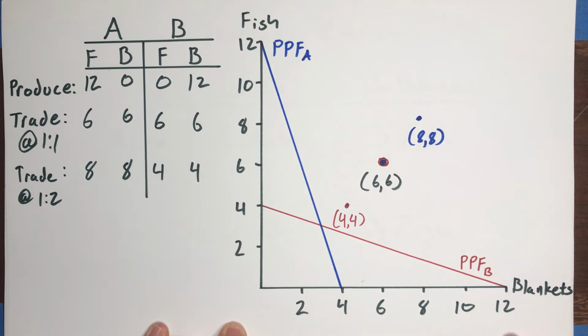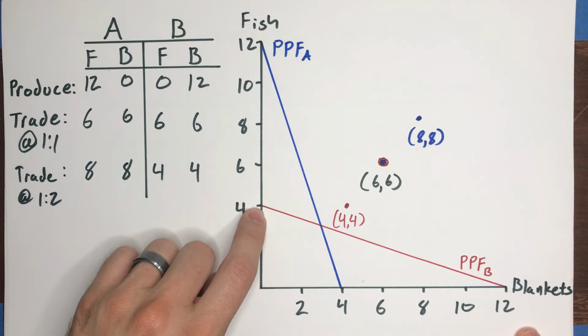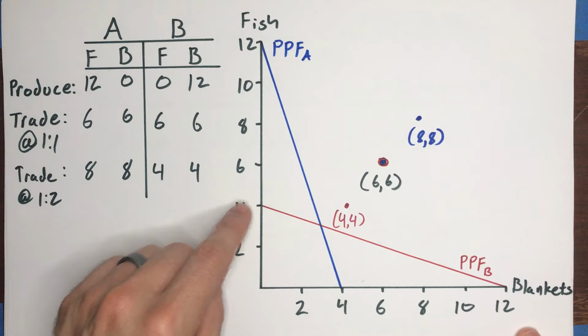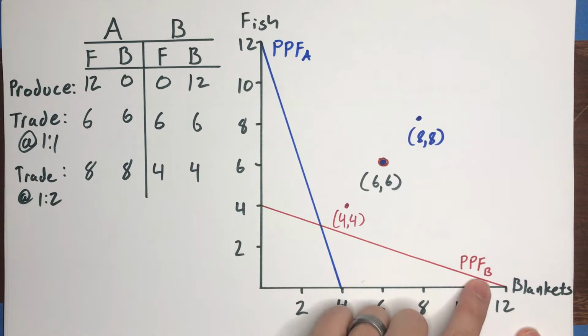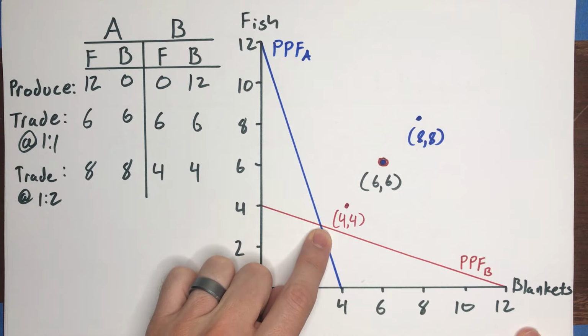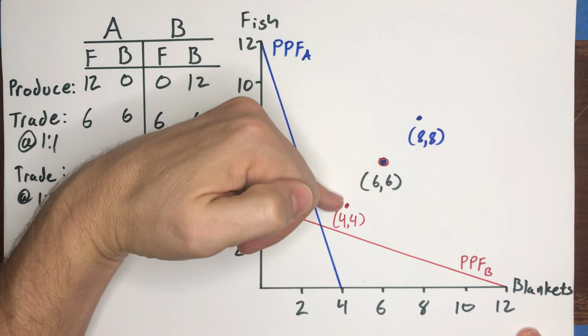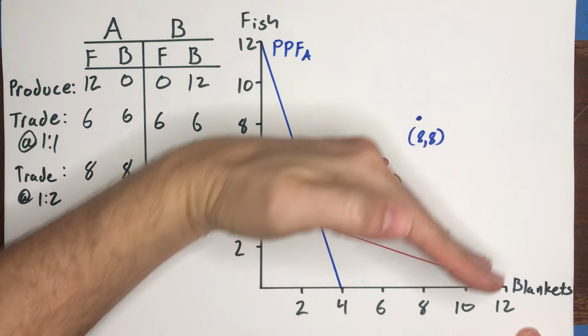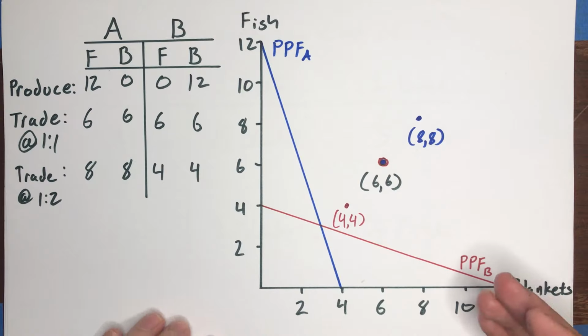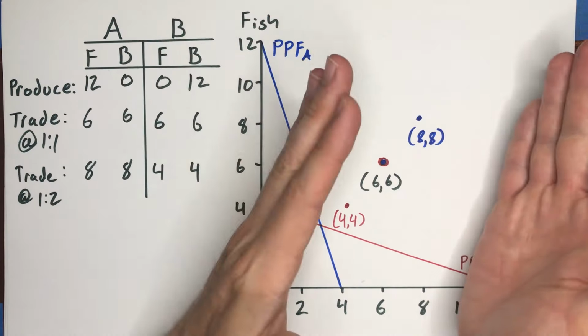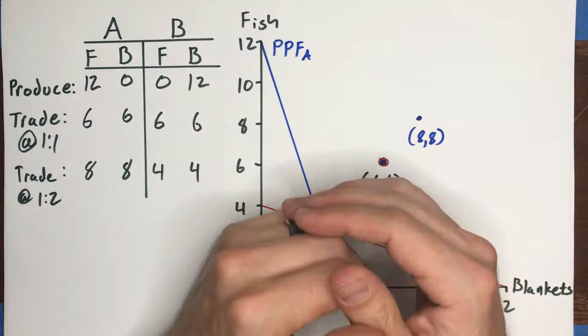Same thing is true for Bob's production possibility frontier. The slope of this is telling us that for every extra fish that he wants to get, he would be giving up 3 blankets. So as long as he can get a price that's less than 3 blankets per fish, his consumption bundle, the red dot, is going to be somewhere above and to the right of his production possibility frontier. Okay, so you can use those opportunity costs to sort of put bounds on what are the prices that people would be willing to pay.